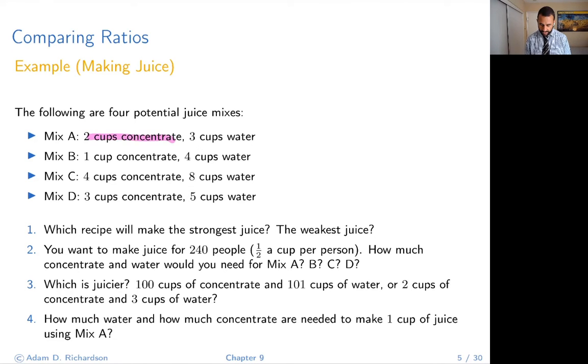Now, A has 2 cups of concentrate to 3 cups water. And these are great because I want you to actually visualize a cup, right? Visualize a cup with some concentrate in it and some water added. That's what I want you to have in your mind when you're thinking about this. So mix A was 2 cups concentrate to 3 cups water. Mix B was 1 cup concentrate to 4 cups water. Mix C is 4 cups concentrate to 8 cups water, and mix D is 3 to 5. So which recipe do you think will make the strongest juice? Which one is going to make the strongest juice? Think about that for a minute.